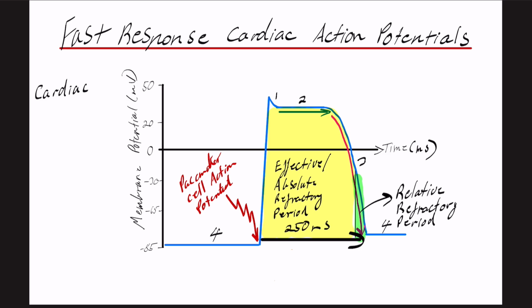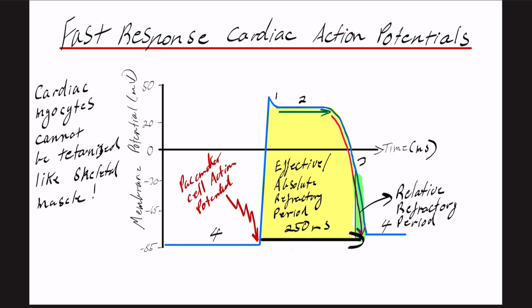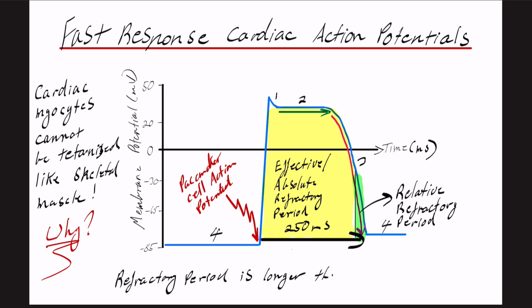Now this is important to know about because it explains why the heart can't be tetanized. Tetany is when there's constant contraction of the muscle, and it comes in different forms, but just to simplify it, it is when the muscle is always in a contracted state. So the reason why the heart can't be tetanized is because the refractory period of the ventricular myocyte is longer than the contraction period of the myocyte.